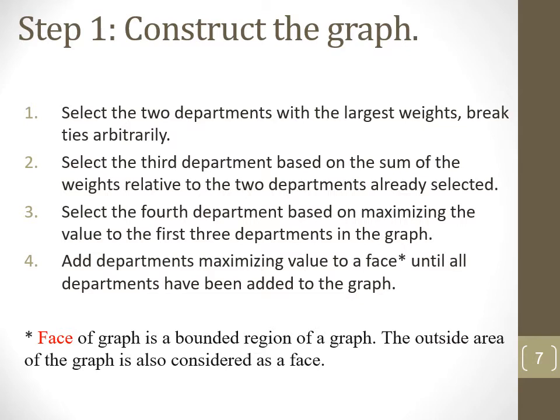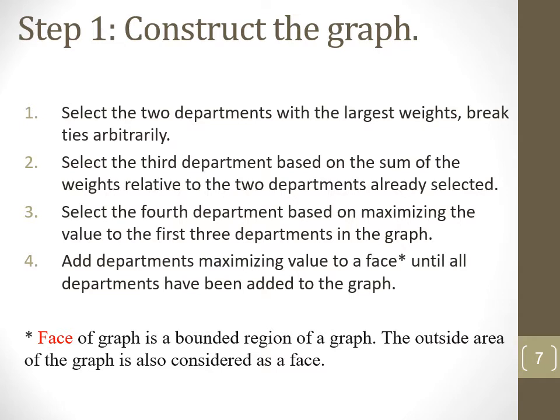Then we will select the third department based on the sum of the weights relative to the two departments. There are a number of other departments. We will look at each one of these departments one by one, and we will find their weights with these two departments. Let's say this is department 1 and this is department 5, and there are departments 2, 3, 4, and so on, the other departments. We will look at, for example, department 2's weights with 1 and 5, and we will find the sum of these weights. For 3, again, we will find the sum of the weights, and we will do this for every one of them. Then we will identify the department which has the largest sum with the already included departments. We will select this department, place it on the graph, and connect it.